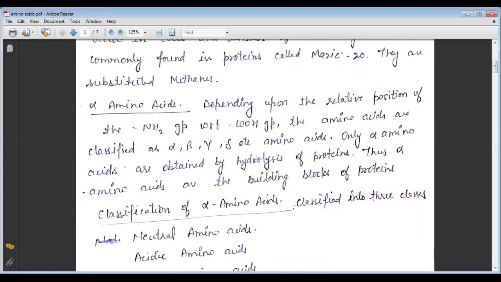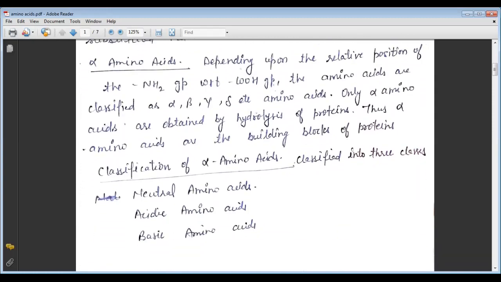Depending upon the relative position of the amine group with respect to the acidic group, or we can say carboxylic group, the amino acids are classified as alpha, beta, gamma, and delta amino acids. Only alpha amino acids are obtained by the hydrolysis of protein. Thus the alpha amino acids are called the building blocks of protein.